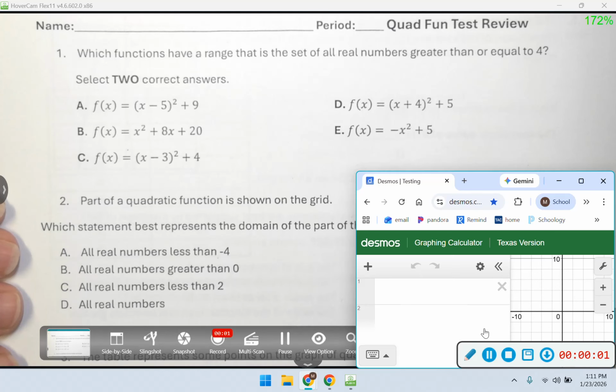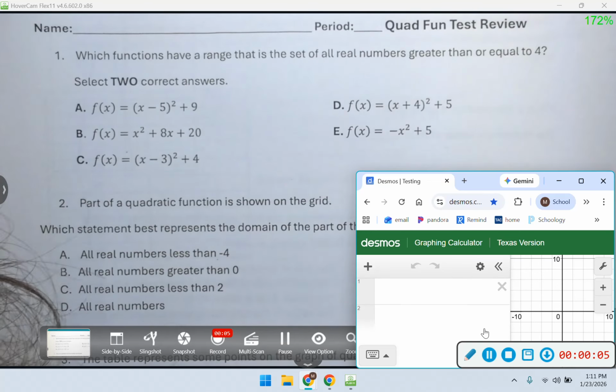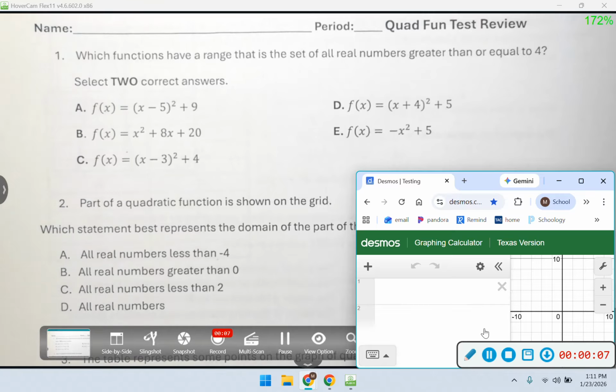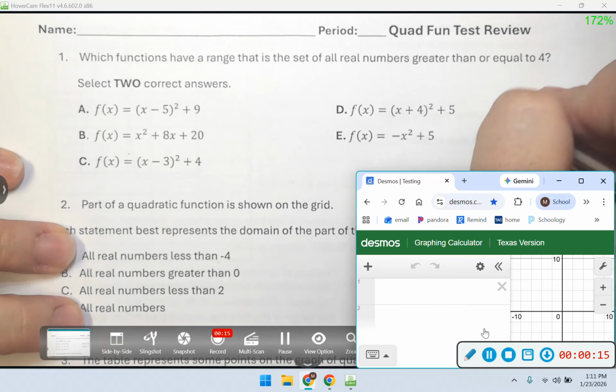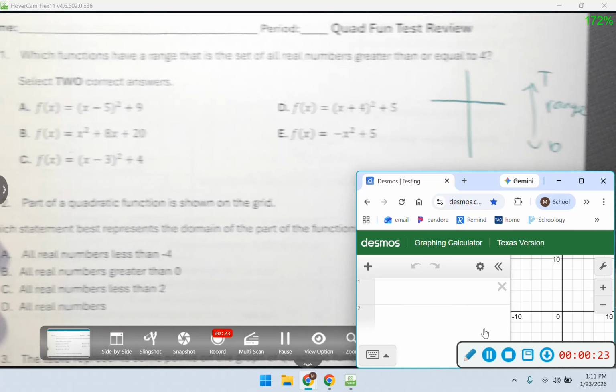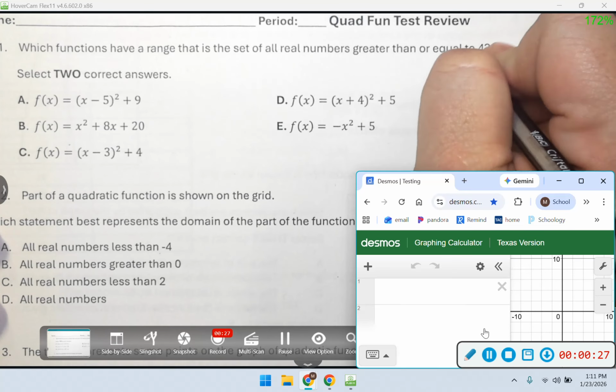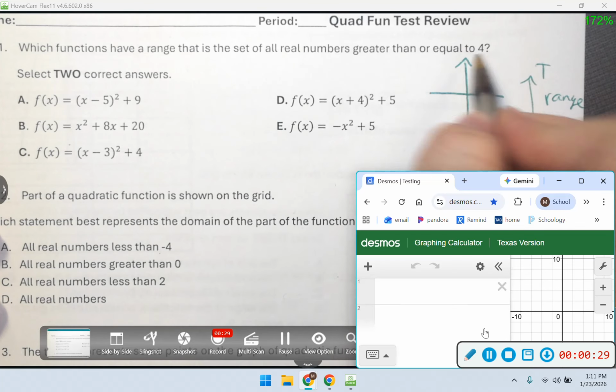Okay, the quadratic function test will be coming up. We are going to do the review. Which functions have a range that is the set of all real numbers greater than or equal to 4? What I want y'all to realize is, remember, range is up and down. It's bottom to top. So knowing that, if it's greater than, that means it's going to go up forever, and it's greater than or equal to 4.